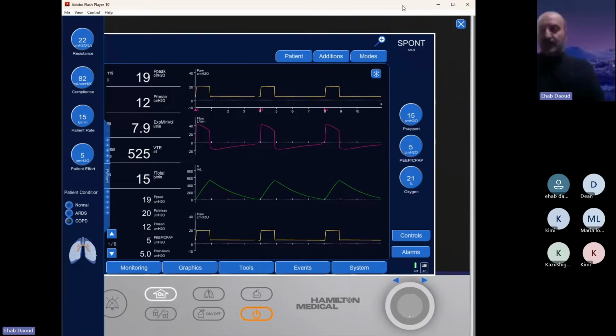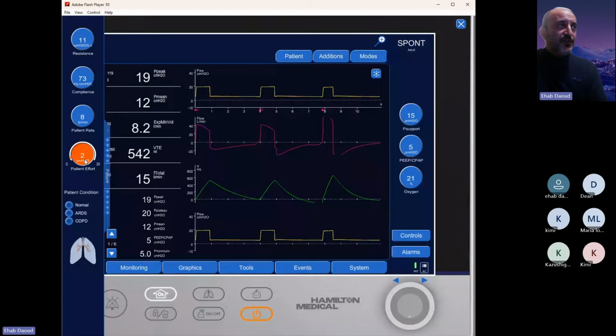I hope you can all see the ventilator screen here. Quickly again, this is a G5 Hamilton, and the nice thing about it is that it's actually free to download for education purposes. You can make the patient here, you can choose normal respiratory system, ARDS, COPD. You can even control the resistance, increasing or decreasing it, the compliance, the patient's respiratory rate, and the patient effort. So it's very, very nice for teaching and illustrations.